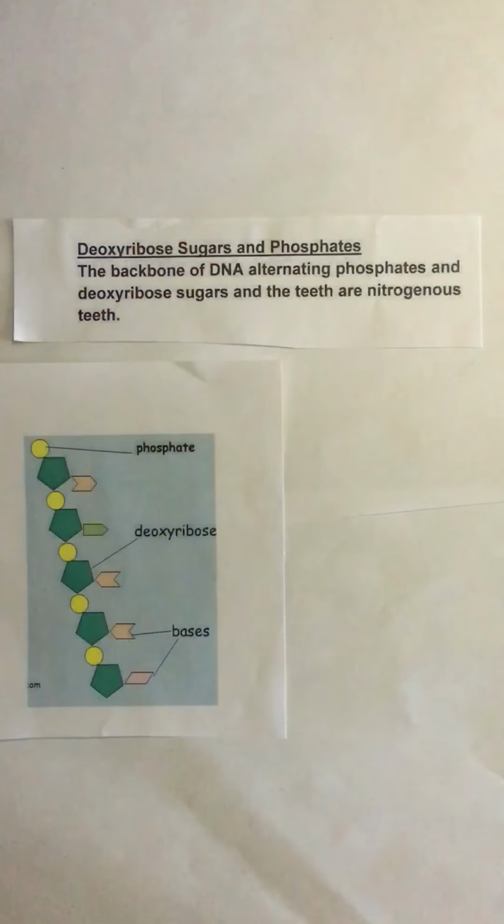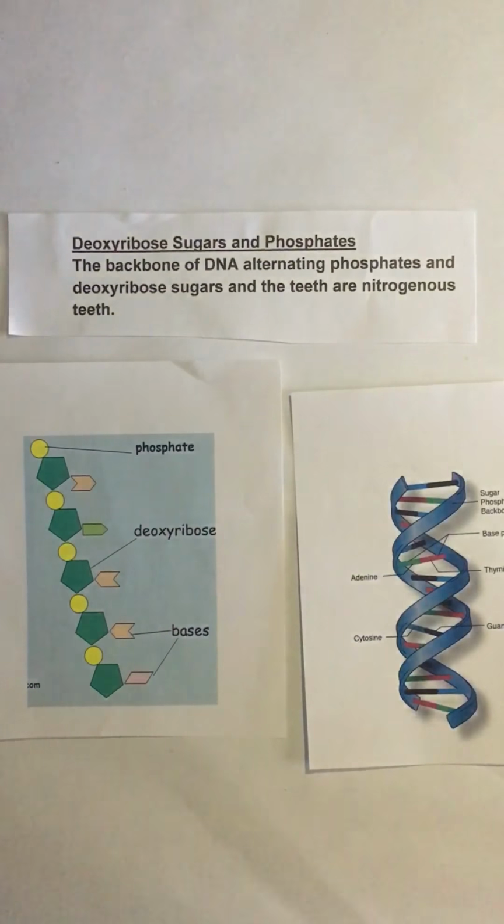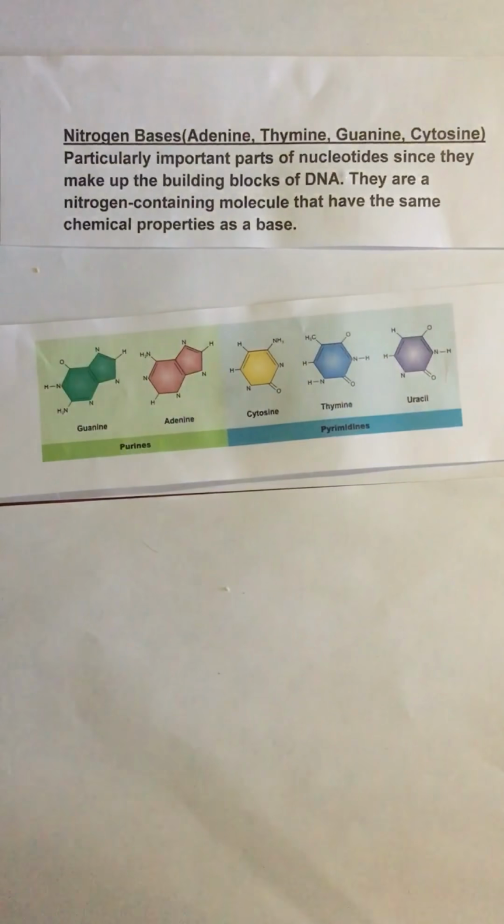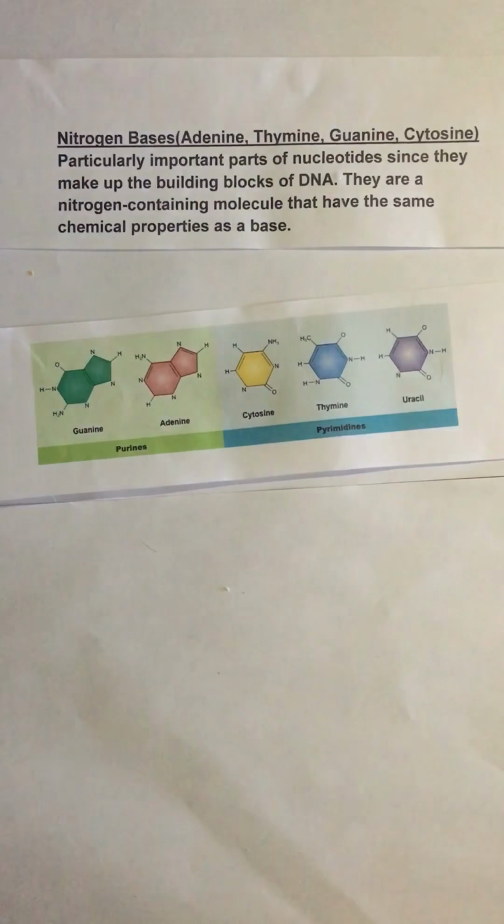The backbone of DNA is made up of alternating phosphates and deoxyribose sugars with nitrogenous teeth. These teeth are actually bases, and there are four different types. These are adenine, thymine, guanine, and cytosine.